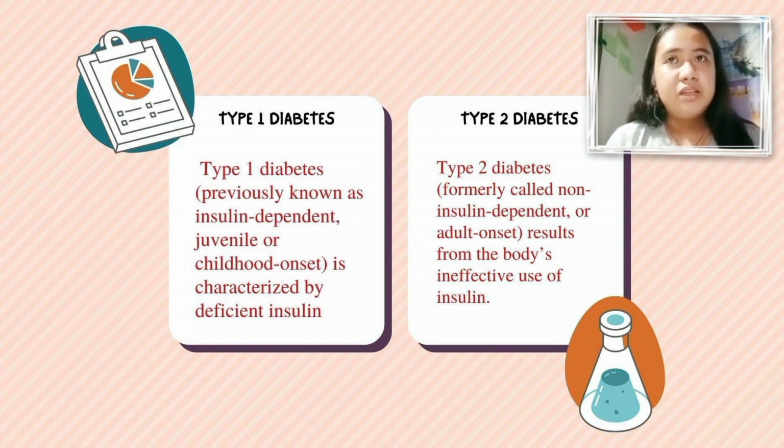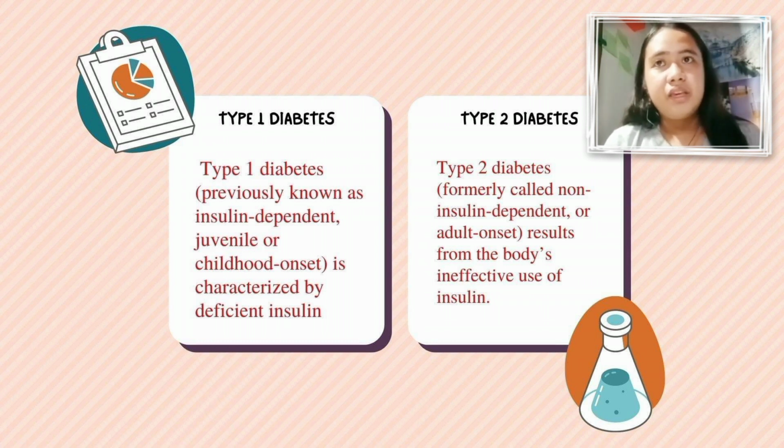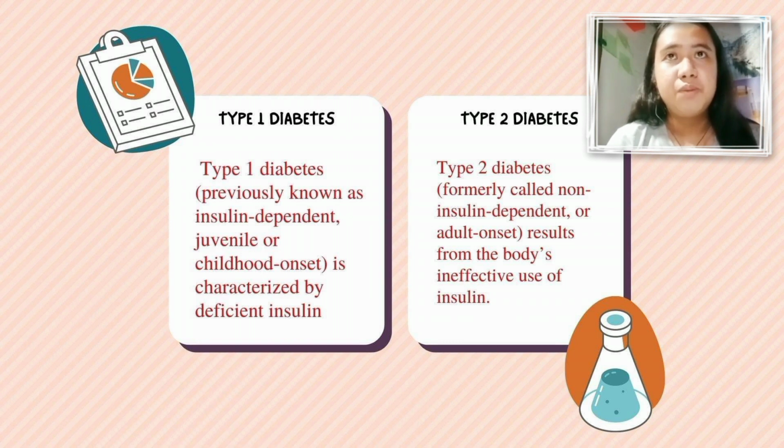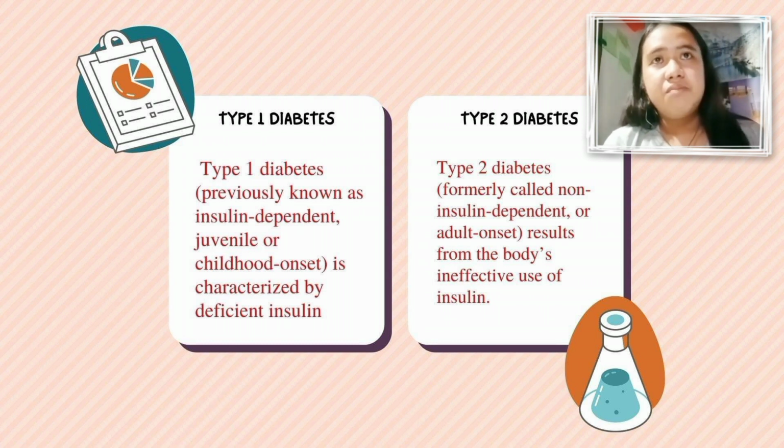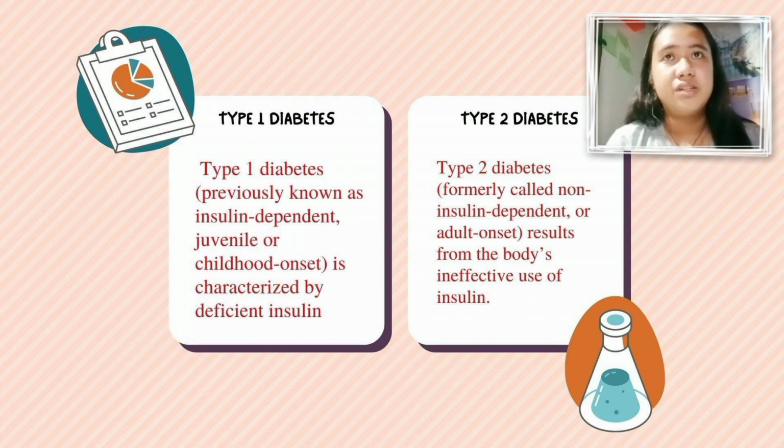Type 1 diabetes, previously known as insulin-dependent, juvenile, or childhood-onset, is characterized by deficient insulin production and requires daily administration of insulin. In 2017, there were 9 million people with type 1 diabetes and the majority of them live in high-income countries. Causes and means to prevent are still unknown, but some symptoms are excessive excretion of urine, thirst, and constant hunger that may occur suddenly.